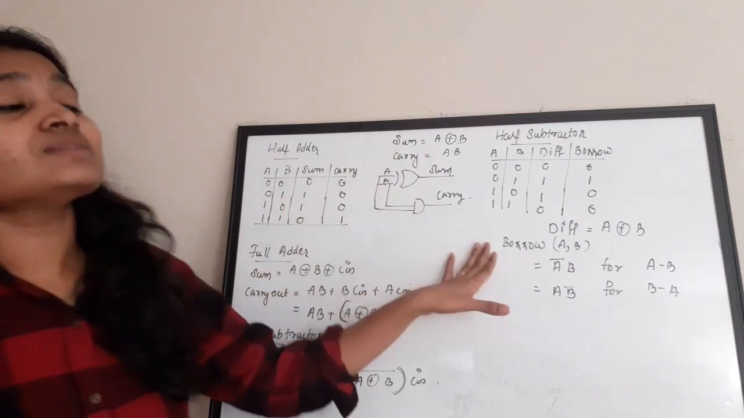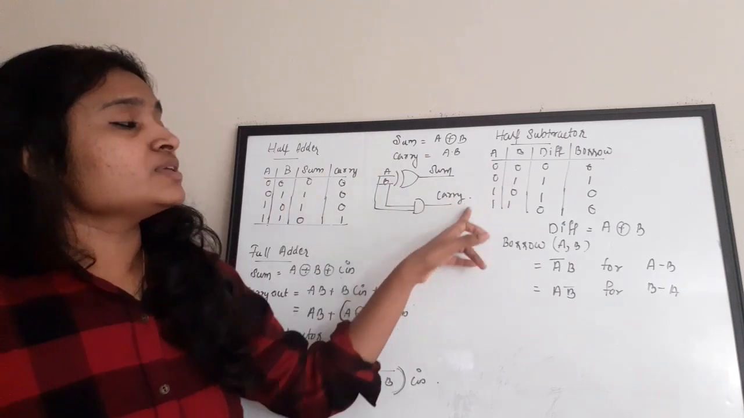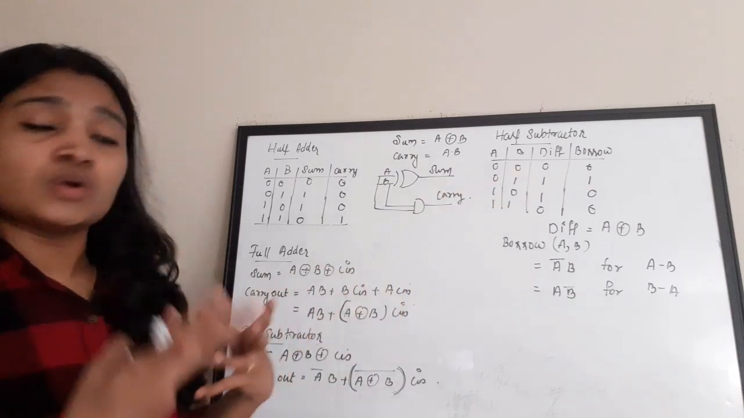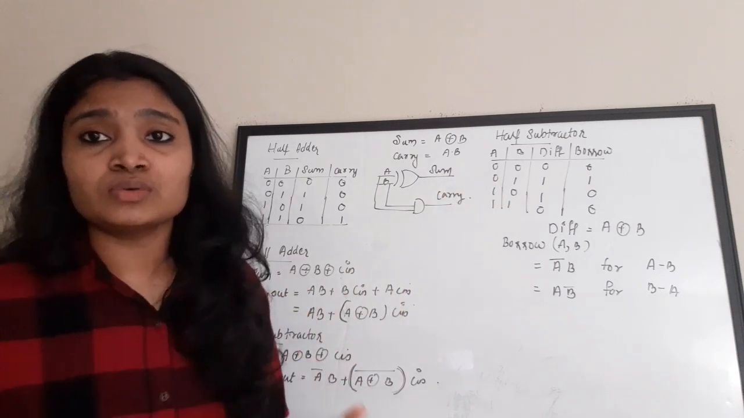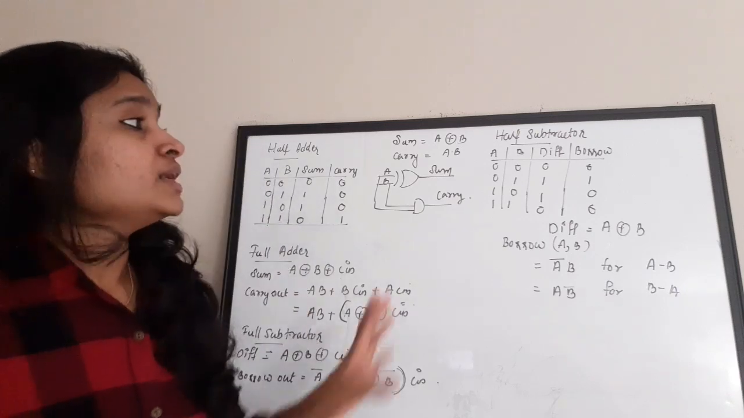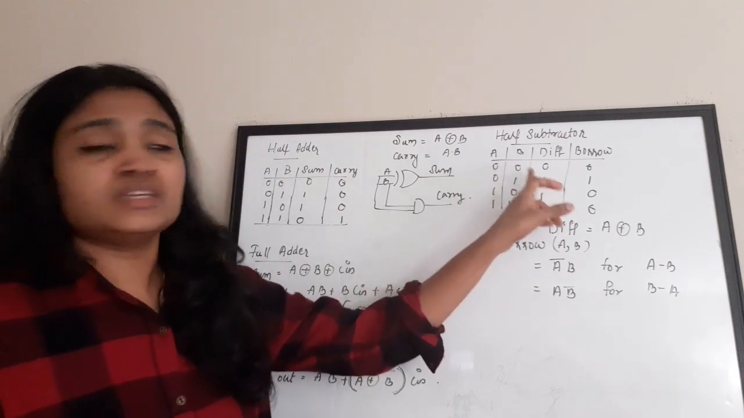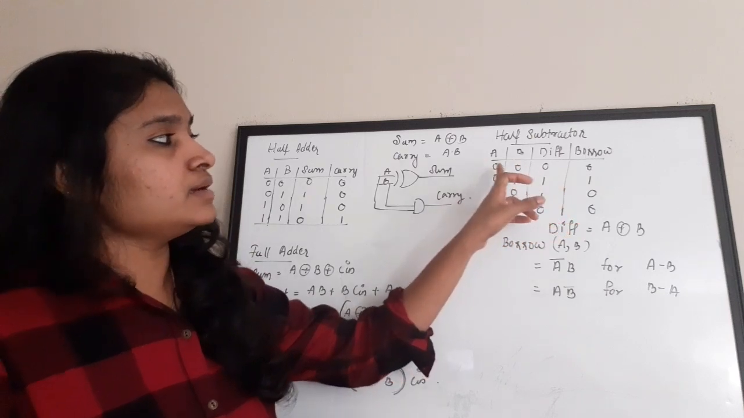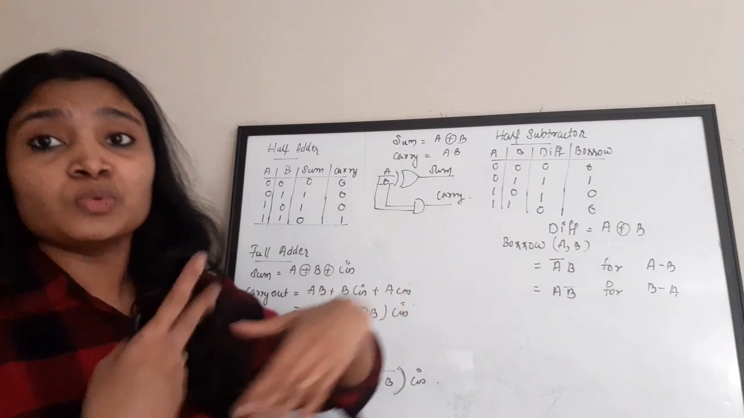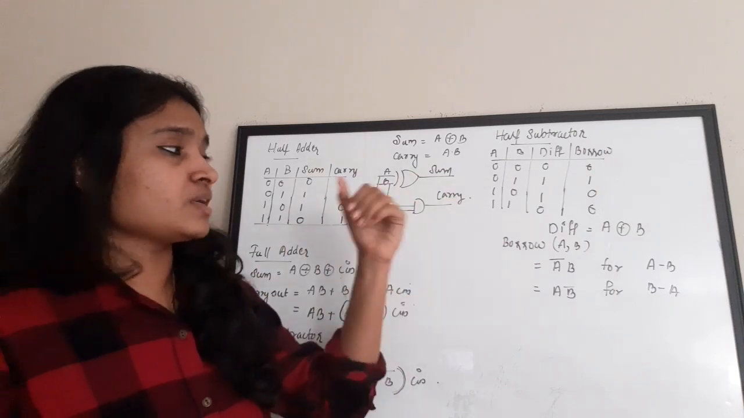Moving on to the half subtractor. Half subtractor means it is going to take the difference of two numbers. There is no carry or anything. Only two numbers are given to it, A and B, and it takes the difference of A and B. So for A and B both 0, difference is 0, borrow is 0. We say borrow, not carry, in terms of subtractor.